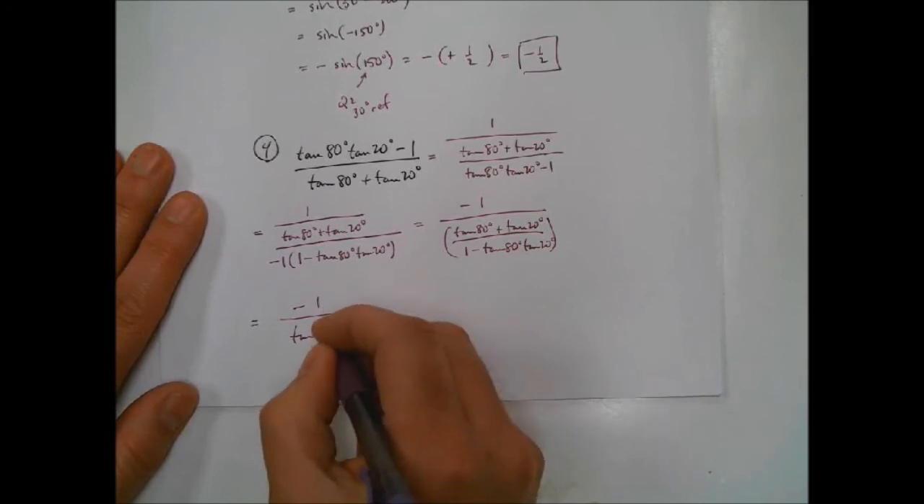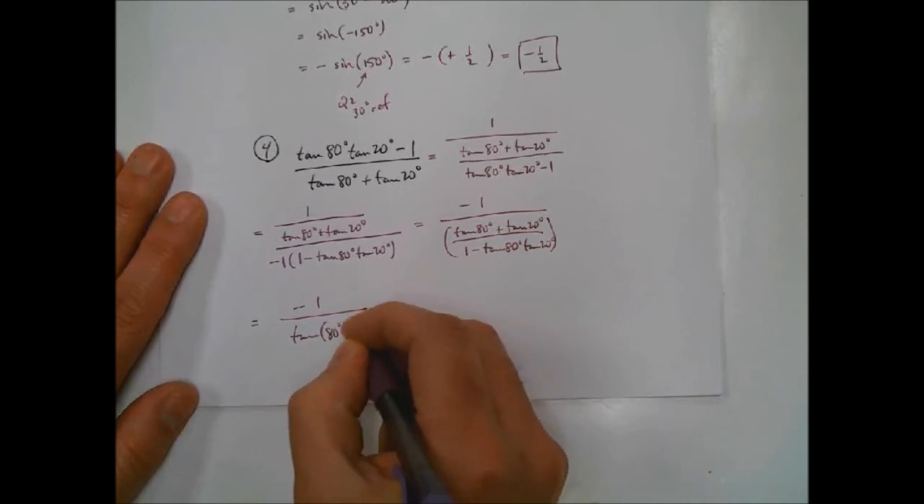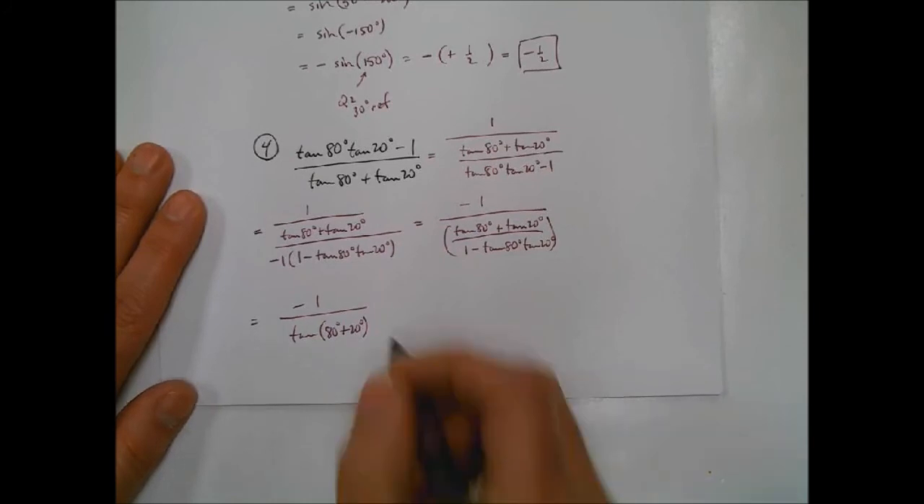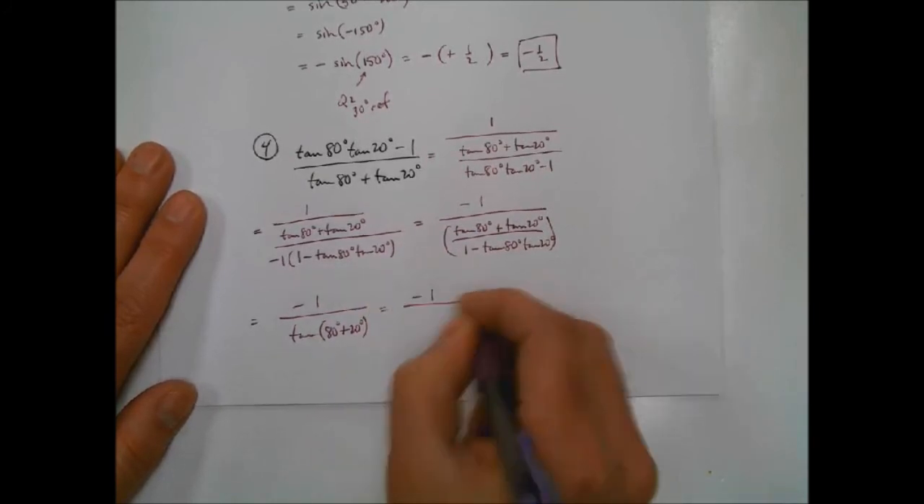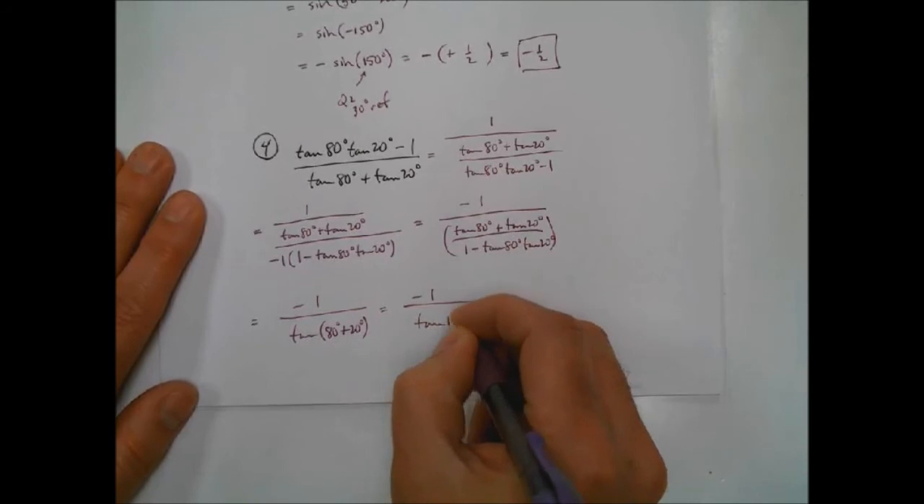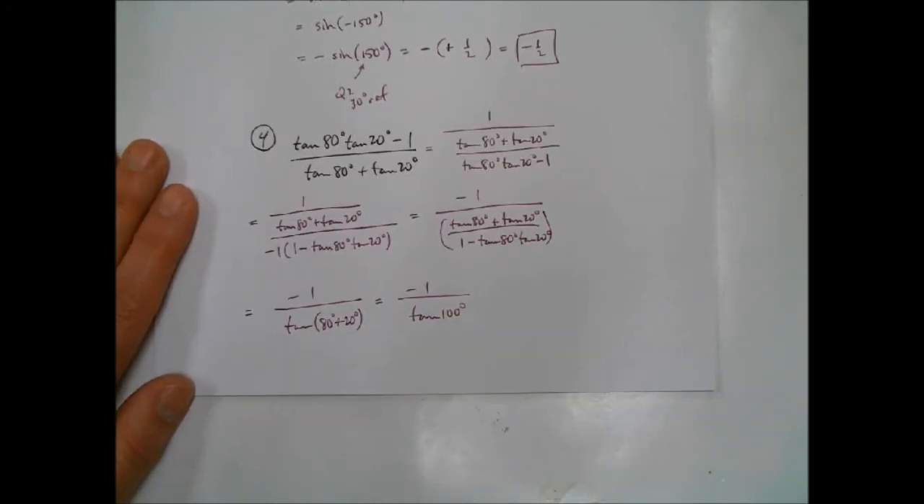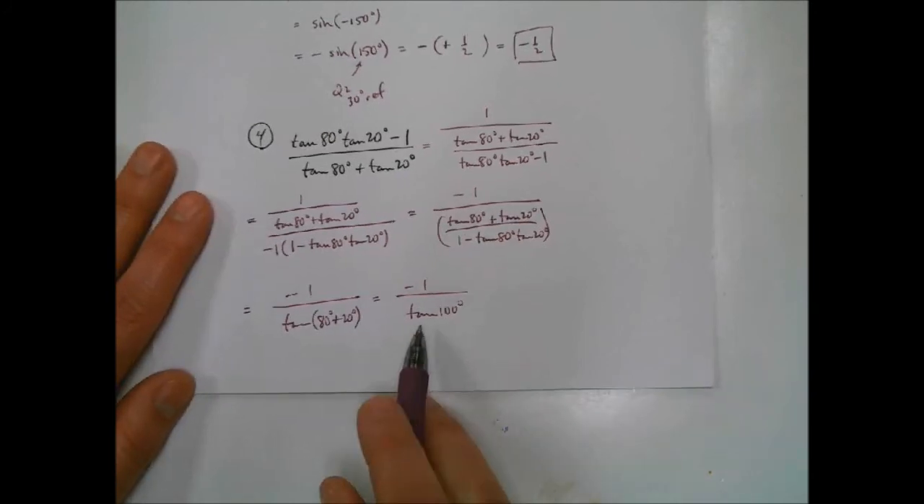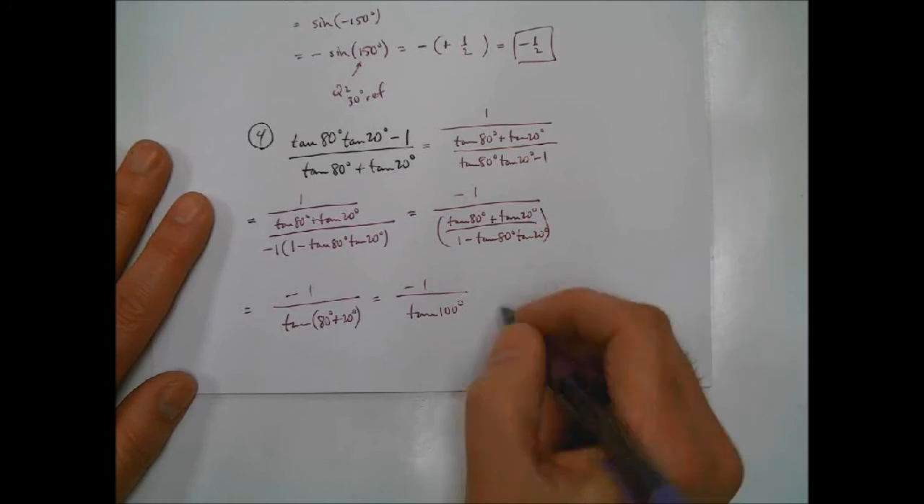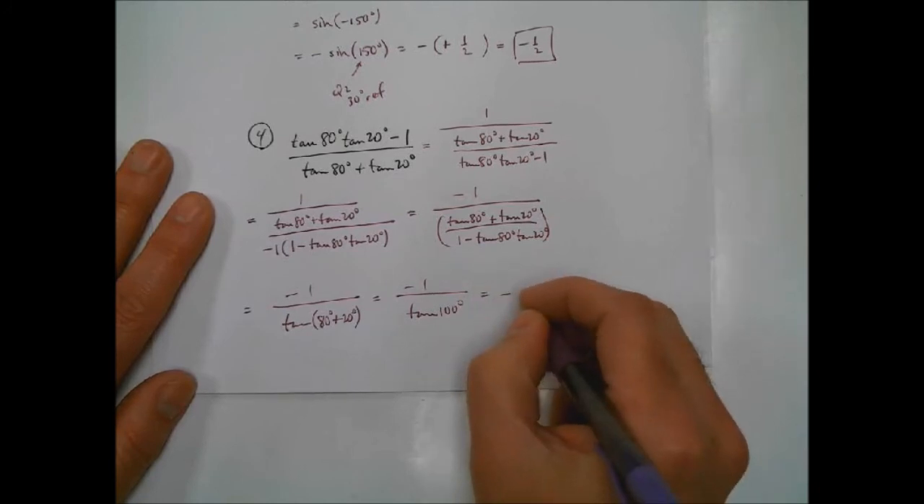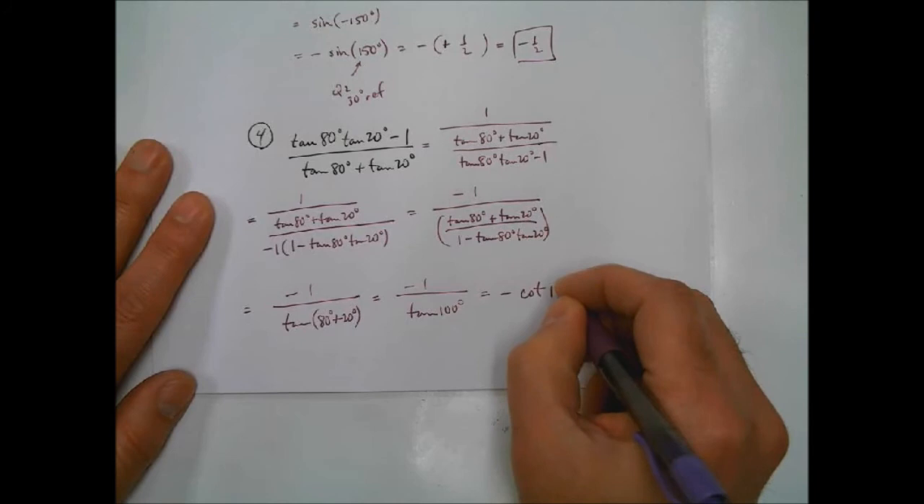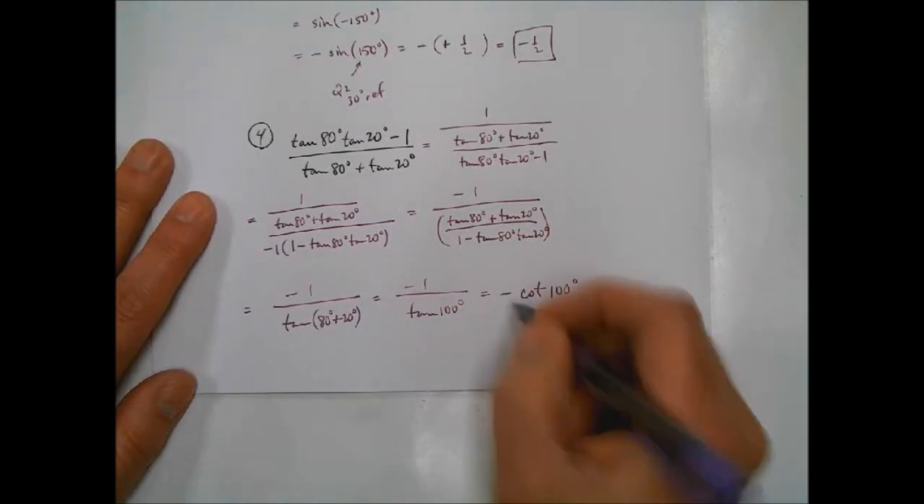So, it's 80 degrees plus 20 degrees, which is 100 degrees. So negative 1 over tangent 100 degrees. Now, is 100 degrees an angle we know how to work with? No. But we never leave a fraction if we don't have to, and we certainly don't have to leave a fraction here. What's 1 over tangent? Cotangent. So negative 1 over tangent is negative cotangent of 100 degrees, and that is the final answer.